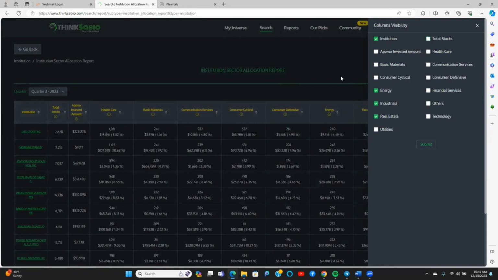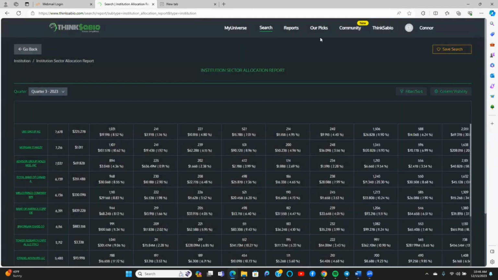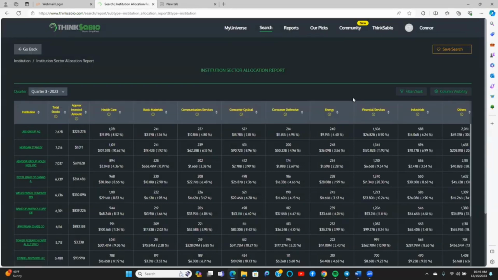You can filter down what institutions you want to look at, what sectors you want to look at, whatever is going to be the most helpful for you. It's a tool that we give you to help you invest wisely and go based on what's going to be best for your portfolio. So the main thing is, if you want to see how institutions are investing and what sectors they're investing in, this is a great tool for you.